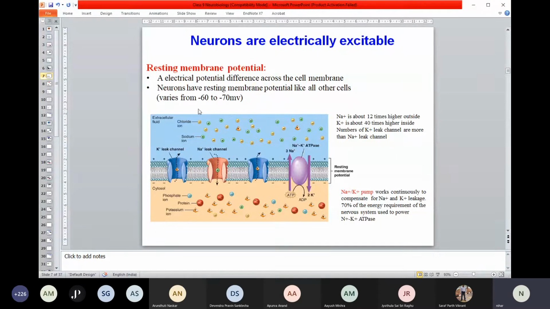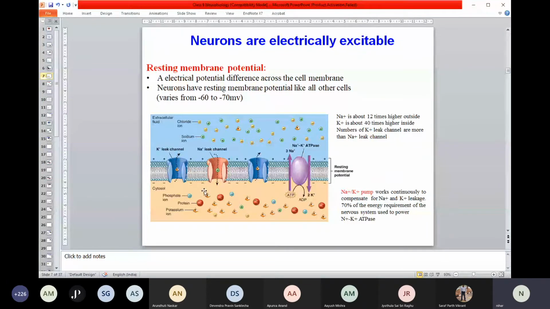The inner side is about -60 to -70 millivolts, and this is maintained because in the neuronal membrane there are different kinds of ion channels present. You can see here the potassium ion leak channel and the sodium ion leak channel. They are present in the membrane along with the sodium-potassium ATPase pump. In normal circumstances, these leak channels work along the concentration gradient.